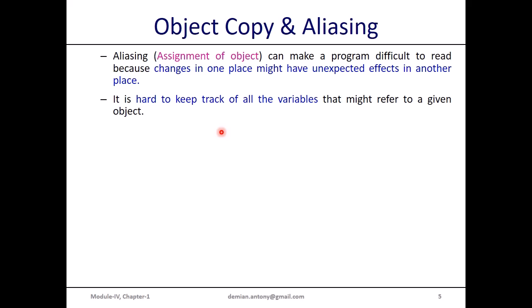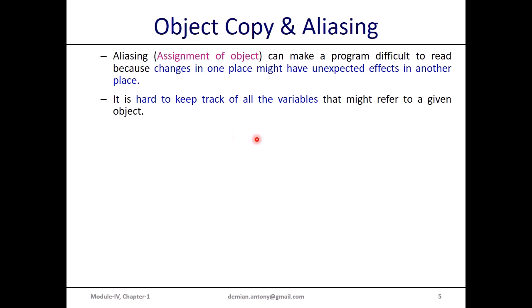Assigning one object to another variable, that means creating an alias, normally makes a program difficult to read in terms of understanding the logic, because the changes in one place to an object have unexpected effects in other places within the application or within the program. That's why it is very hard for the debuggers or for the programmers to keep track of all the variables that might refer to a given object.